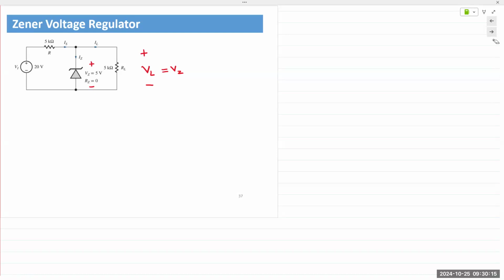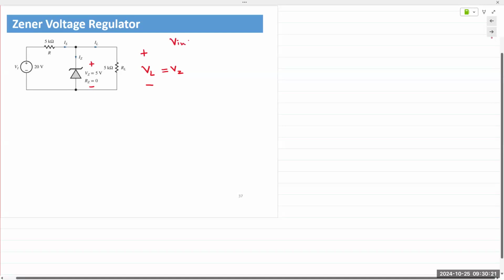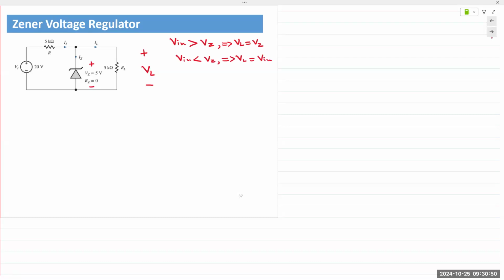Okay. Now, Vin must be greater than VZ for the diode to turn on, and then that would give VL is equal to VZ. Okay. If Vin is less than VZ, then VL is simply equal to Vin. Diode does not turn on, everything is supplied directly to the output load resistor.